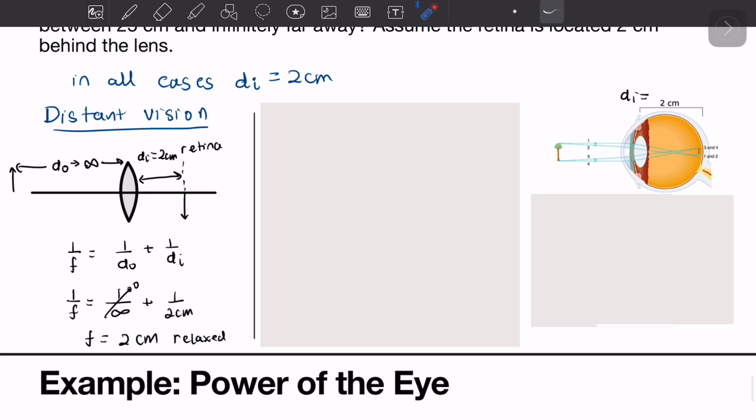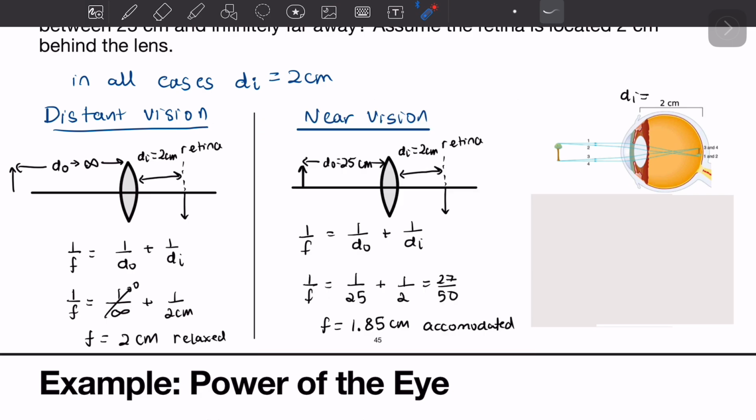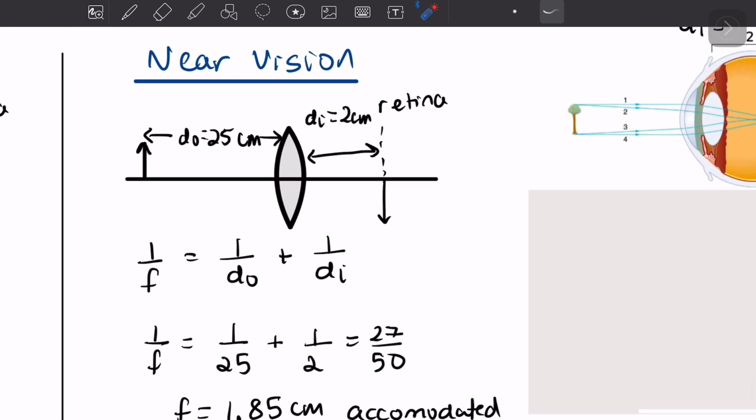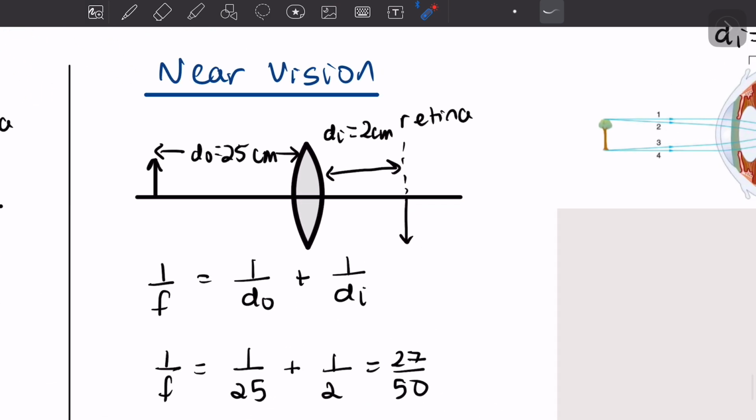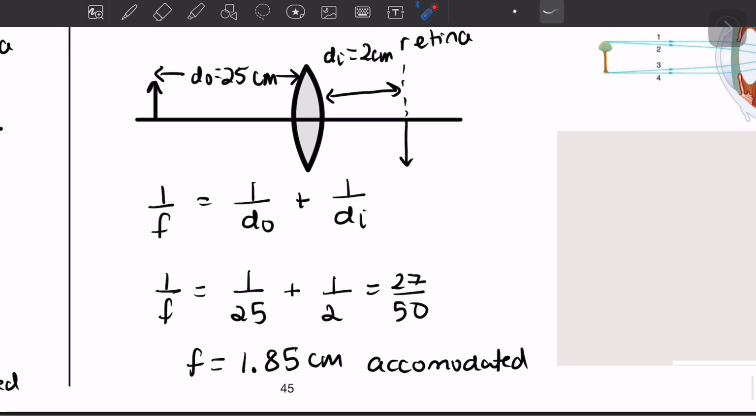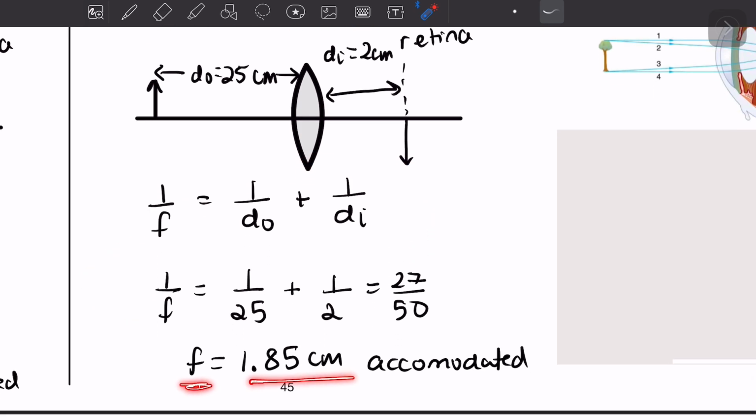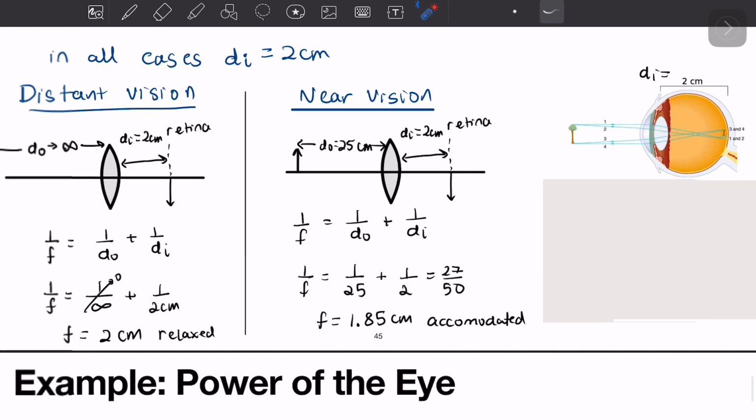Next, let's find the focal length of near vision. So when you're looking at nearby objects, the closest object that we can focus on our retina is 25 centimeters. So we put our object at 25 centimeters away. We want to find the focal length of our eye when the image distance is 2 centimeters. So we plug everything into this formula, and we get that the focal length needs to be 1.85 centimeters. So the focal length is ranging from 2 centimeters to 1.85 centimeters for relaxed and accommodated vision.